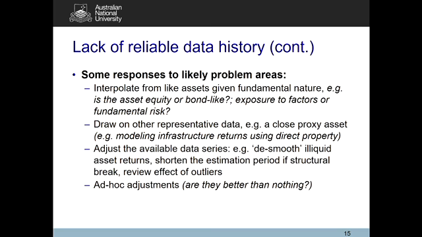So you can look at an asset class and say, is it closer to equity or closer to fixed income? Or is it a combination? Does it have underlying risk exposures that are really similar to the underlying risk exposures of a different asset class?